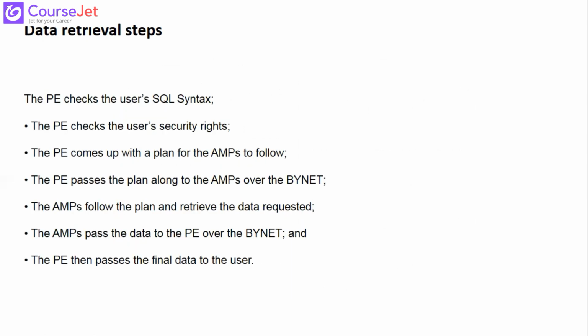The PE checks the user SQL syntax and the user security rights. In the first step, if you have a column missing or something is wrong with the SQL, it will throw an error. The second check is whether you have the right to access the object you're trying to access. Suppose you have a table for which you don't have access; in that case you will get an error saying the user does not have access on this table. That is done from the syntax and semantic checks.